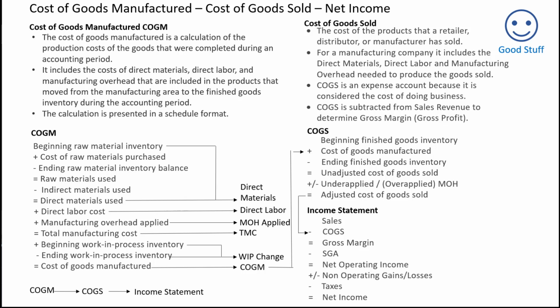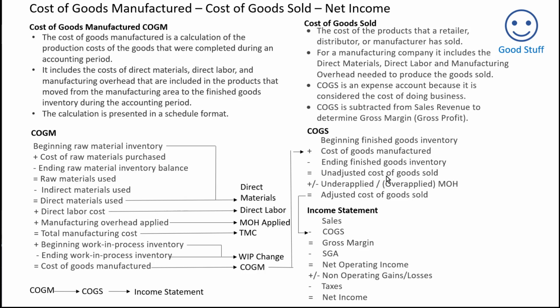For a manufacturing firm, the cost of goods sold is derived as follows. We take the beginning finished goods inventory and we add the cost of goods manufactured to it. The cost of goods manufactured is coming from the cost of goods manufactured schedule. At this point, we have the cost of all goods that are available for sale. But we don't sell everything. We have an ending balance in our finished goods inventory in most cases. So we subtract the ending finished goods inventory to get what's called an unadjusted cost of goods sold.